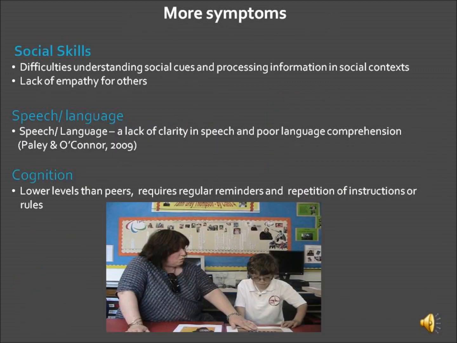For these students, the social skills, they have difficulty understanding cues and processing information in social contexts. They also have a lack of empathy for others, and McGee and Riley believe that this makes these children candidates for depression, truancy or bullying. With their speech and language, they have a lack of clarity in speech and very poor language comprehension, which are areas that we need for understanding, expressing within the classroom and in social situations.